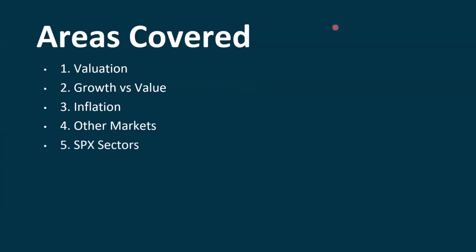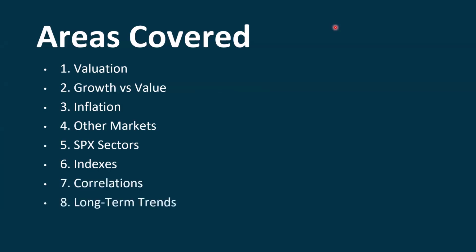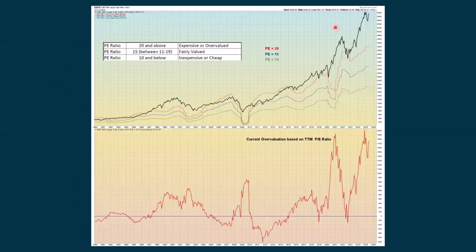Then we look at the 11 sectors of the S&P 500 and then compare them to the S&P 500. We go through a lot of different indexes that we follow to get some insight. Then correlations between different markets, some very long-term trends. And then finally, at the end, I come up with a list of those things that are positive and those things that are negative. The first area is valuation.